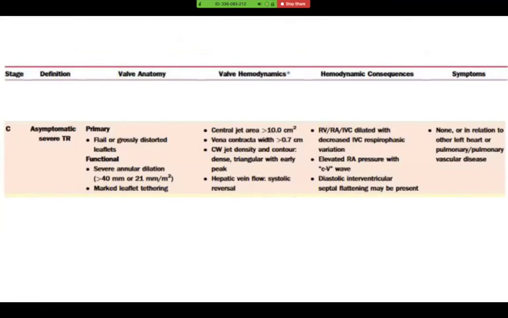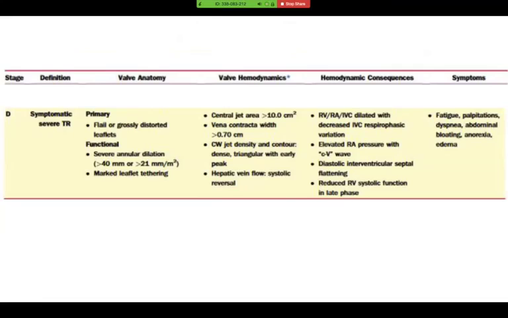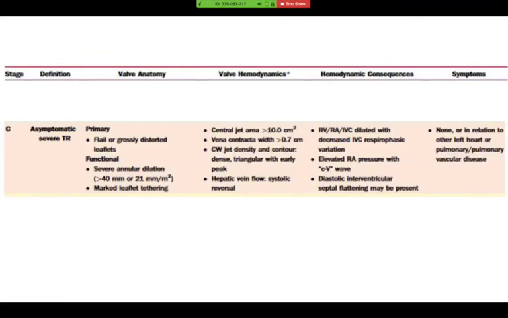Coming to the next slide. Yeah, coming to the stage 3, it is asymptomatic severe TR. Sir, you have gone forward. Anusha? Yeah. This is asymptomatic severe TR.